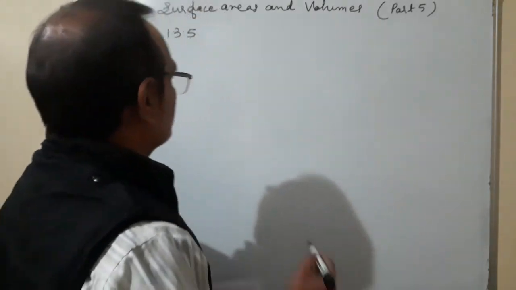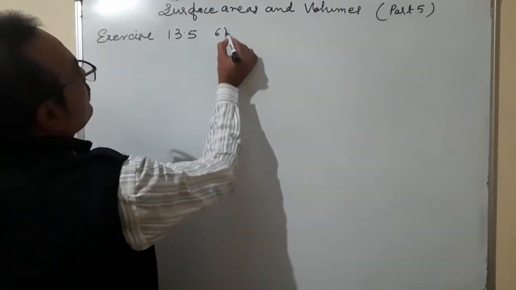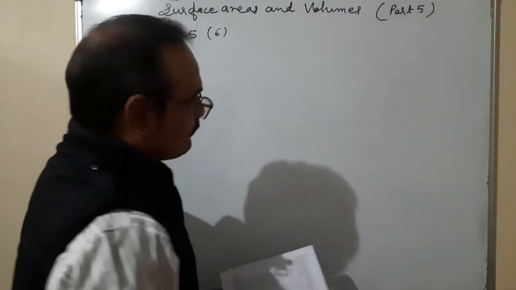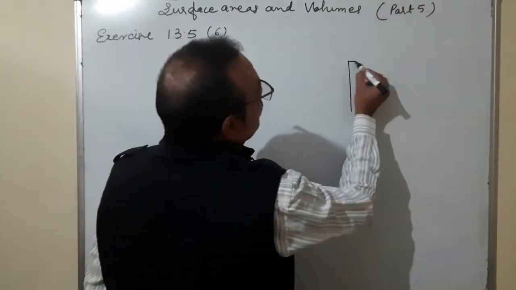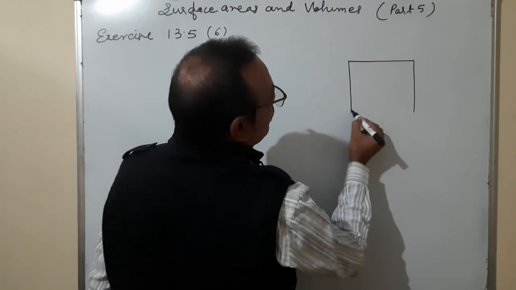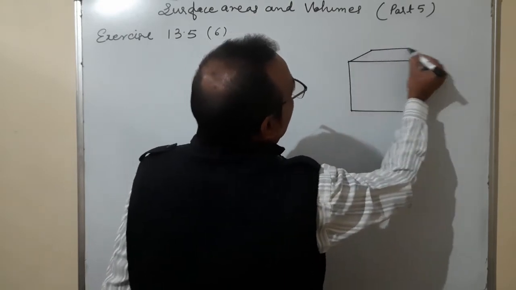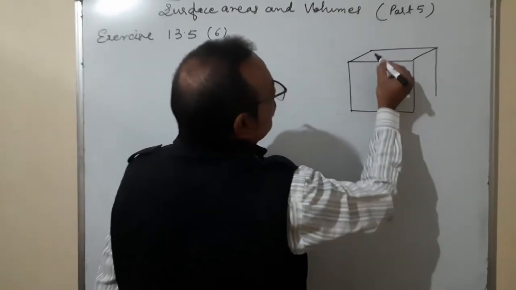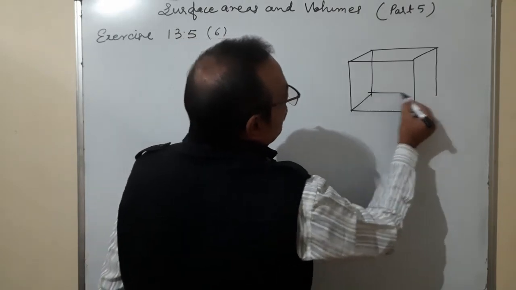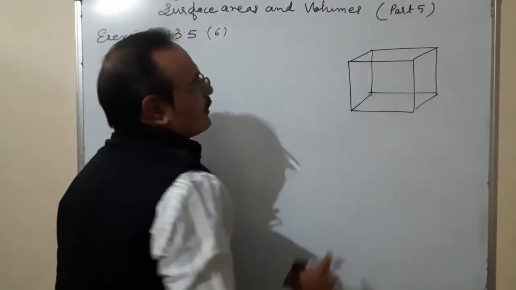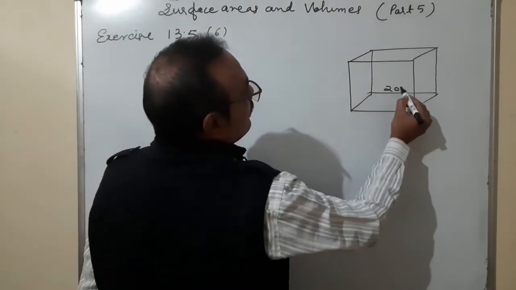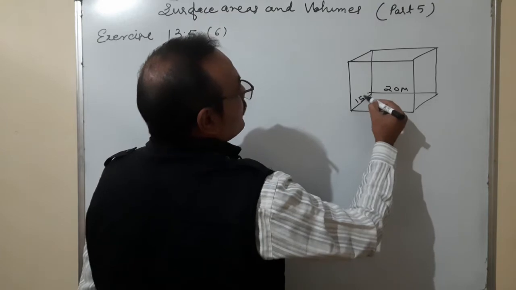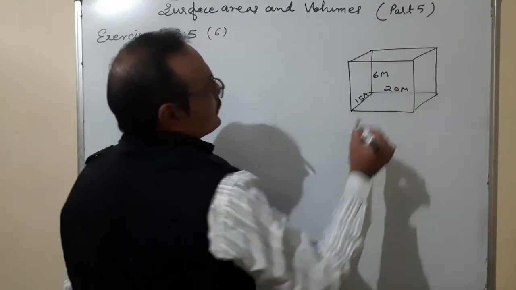Okay. Question number 6. Water tank. Dimensions are given: 20 meter, 15 meter and 6 meter.